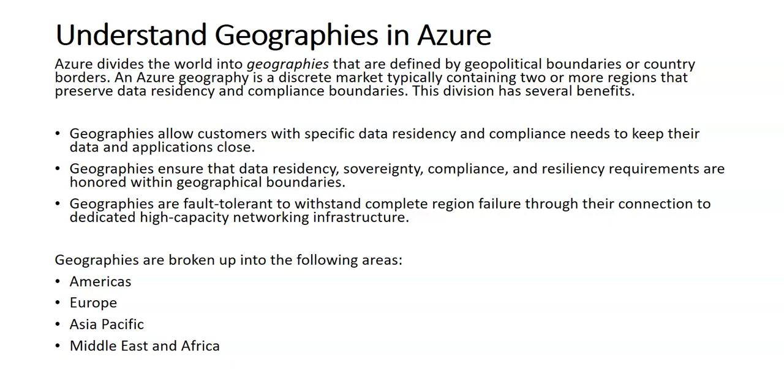Geographies ensure that data residency, sovereignty, compliance and resiliency requirements are honored, and these are fault tolerant to withstand complete region failure through their connection to dedicated high capacity networking infrastructure. Geographies are broken up into the following areas: America, Europe, Asia Pacific, Middle East and Africa.